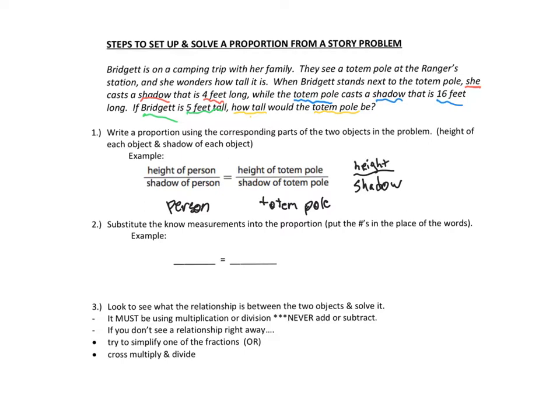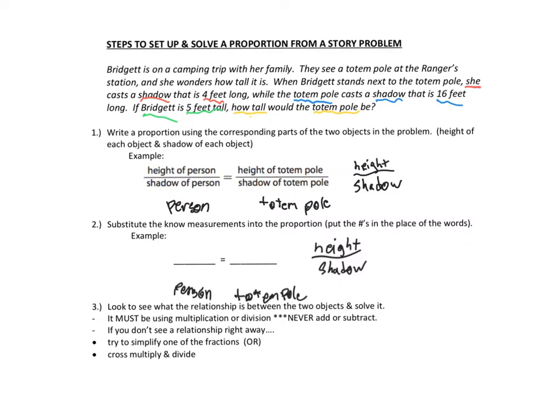So when we go down here, I would still keep it the same. I would write person, so I know it's the person's information. I'd write totem pole down here. I would write height on top and shadow on bottom. Labeling helps you organize your information.